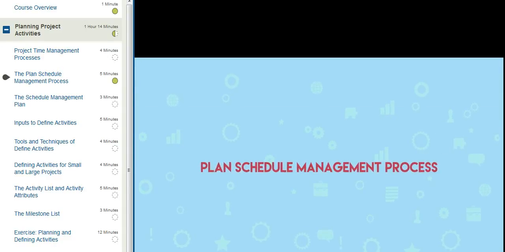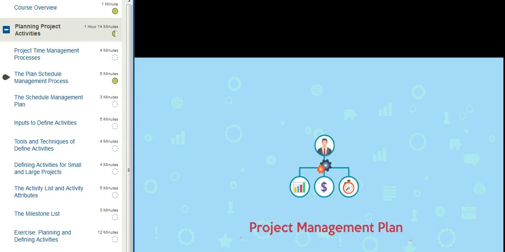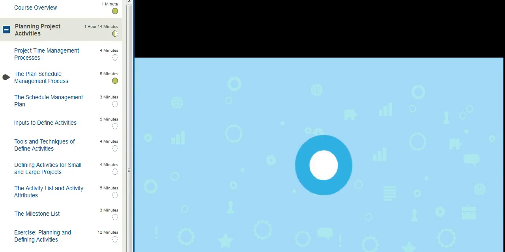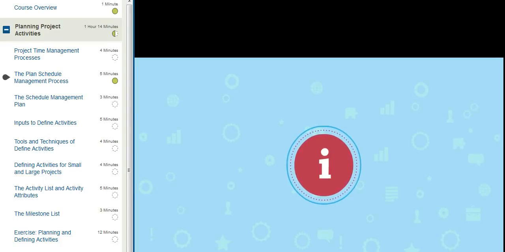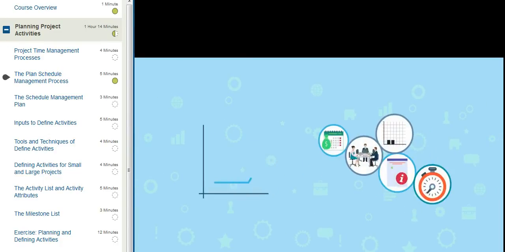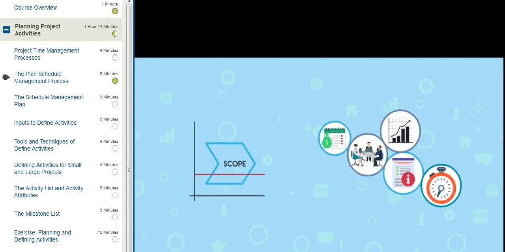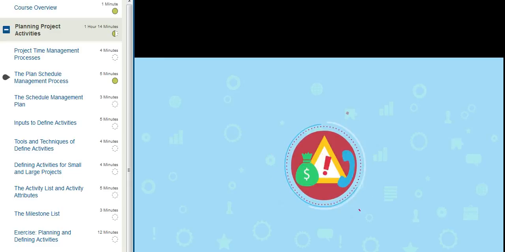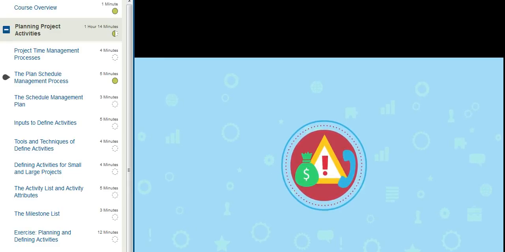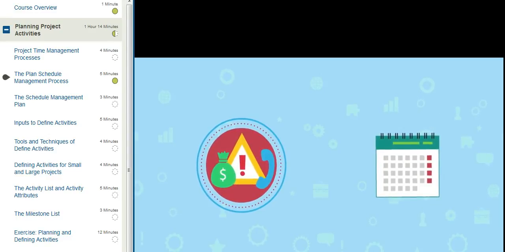There are 4 inputs to the plan schedule management process. The first is the project management plan. You will need information contained in the project management plan as you prepare the schedule management plan. For example, the scope baseline will be helpful as you plan how to manage activity durations. Other information related to cost, risk, and communications requirements should also be factored in when preparing the schedule.